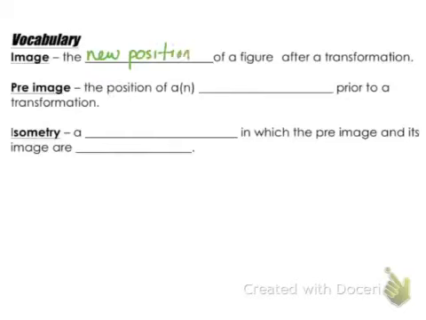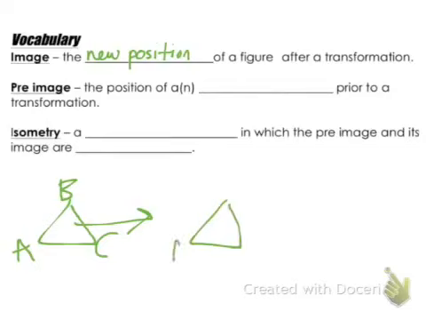So let's pretend we have a triangle A, B, C. Then the new position after a transformation, let's pretend that we slid the triangle that way and we created A prime, B prime, C prime. And all we did was we slid the triangle from the left to the right. So this newly formed triangle after the transformation is called the image.